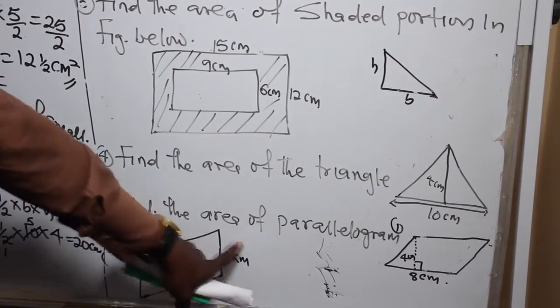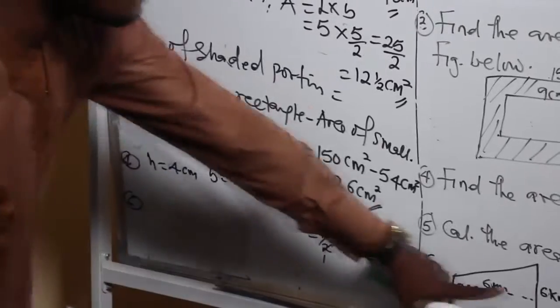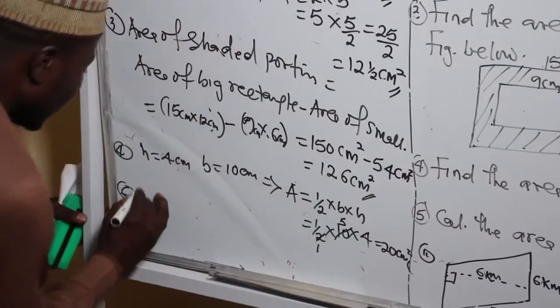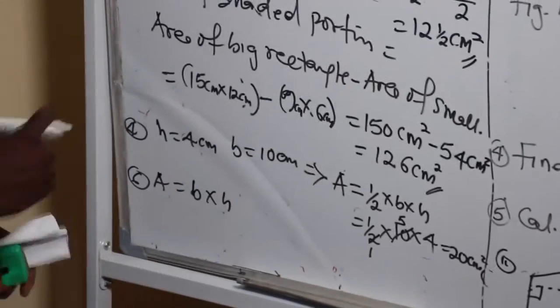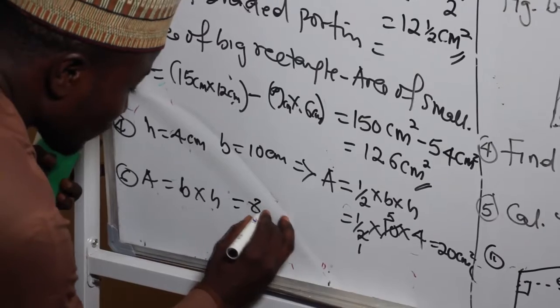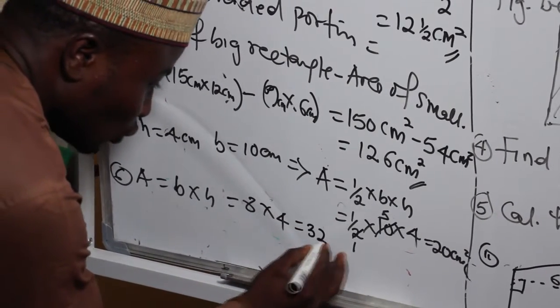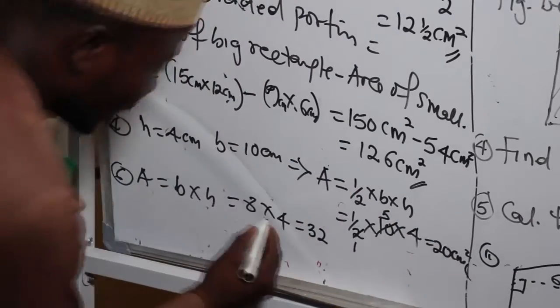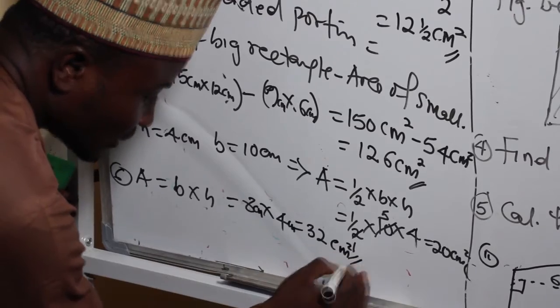So now the next one is area of parallelogram, which is 6. For you to find the area of parallelogram here, we said area of parallelogram is equal to base times height, right? So what is our base here? Our base here is equal to 8 and our height is equal to 4. So simply now we said 8 times 4. 8 times 4 now is going to give us 32, but it's measured in centimeter. So if this is centimeter, this is centimeter, so it's going to give you 32 centimeter square.